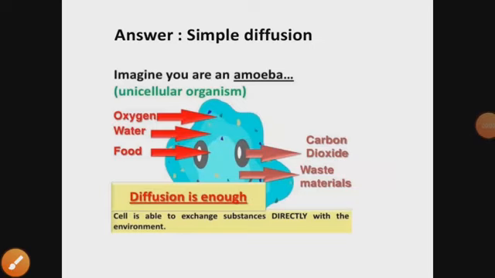Good morning, students. Today's topic is diffusion or the respiration in amoeba. Amoeba is a unicellular organism and it respires by the process of simple diffusion. In case of amoeba, a single cell performs all the functions. So, respiration is also performed by the single cell and the mechanism is very simple.